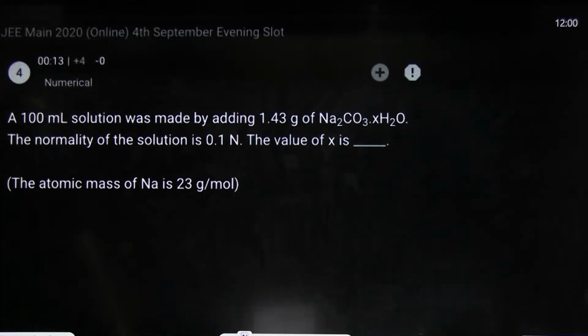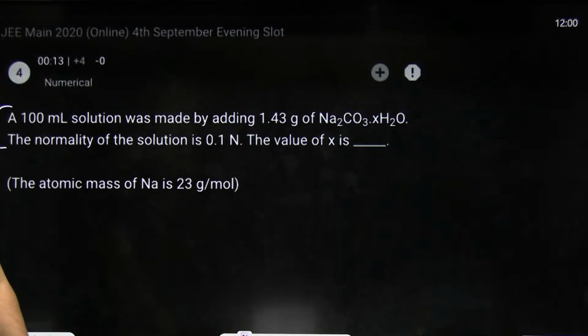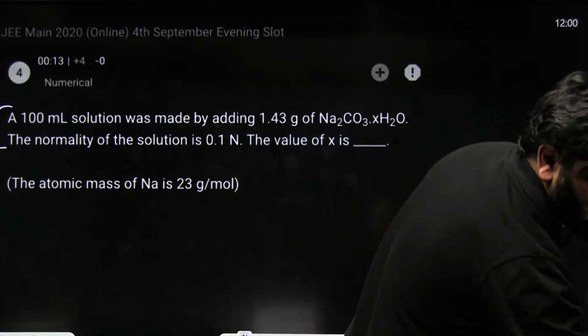Now coming to the next question of the day, everyone, we have a question: 100 milliliter of the solution. Okay, try this question on your own once.